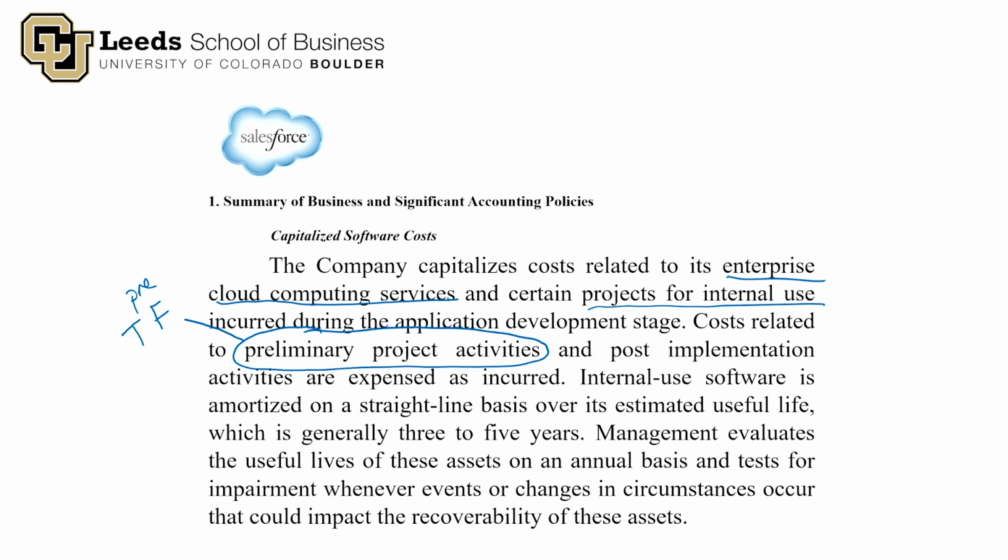Internal use software is amortized on a straight line basis over its estimated useful life, which is generally 3 to 5 years. Management evaluates the useful life of these assets on an annual basis and tests for impairment whenever events or changes in circumstances occur that could impact the recoverability of these assets. So there you go. Salesforce seems to be complying with the accounting rules for capitalized software costs.